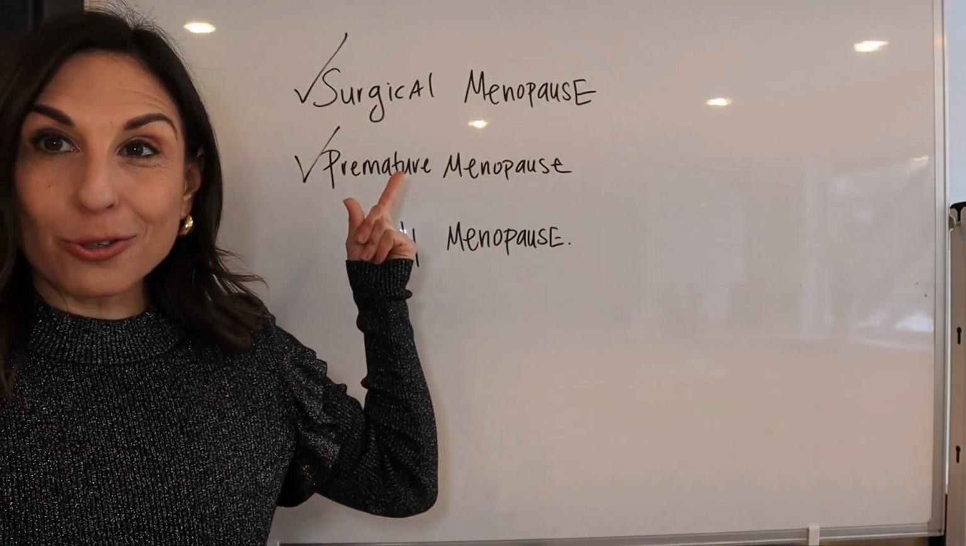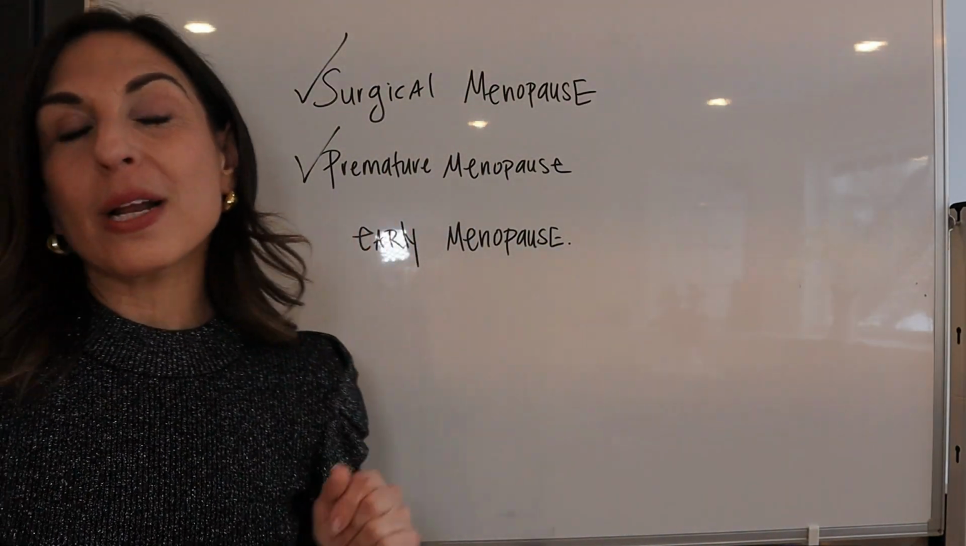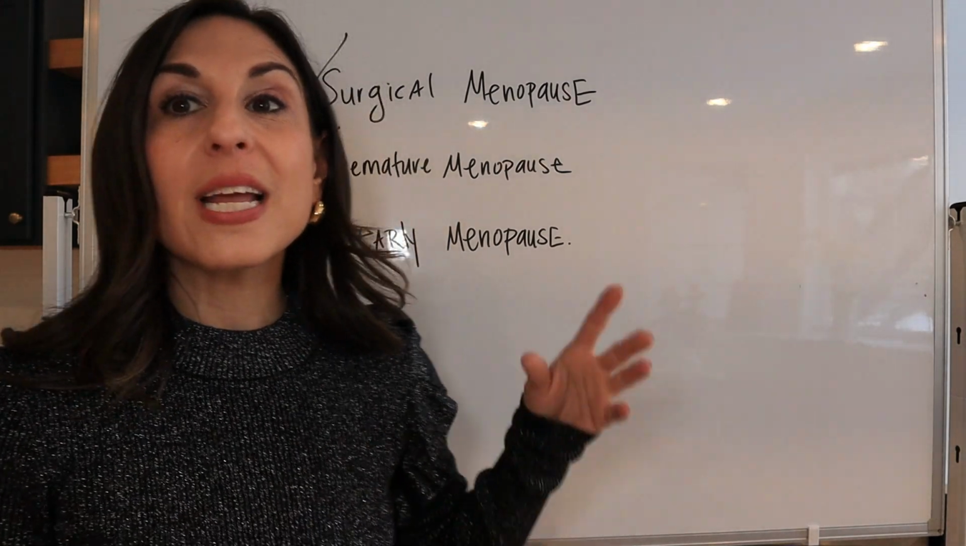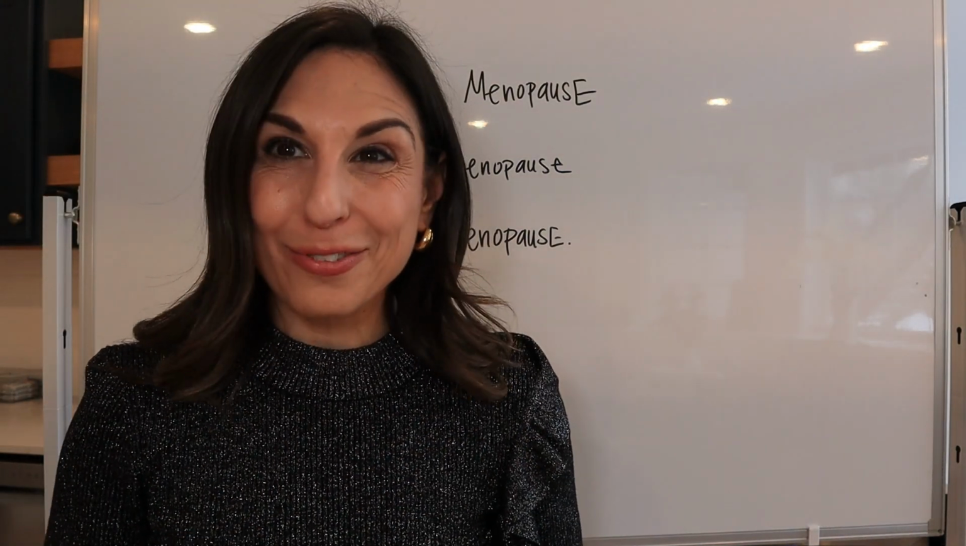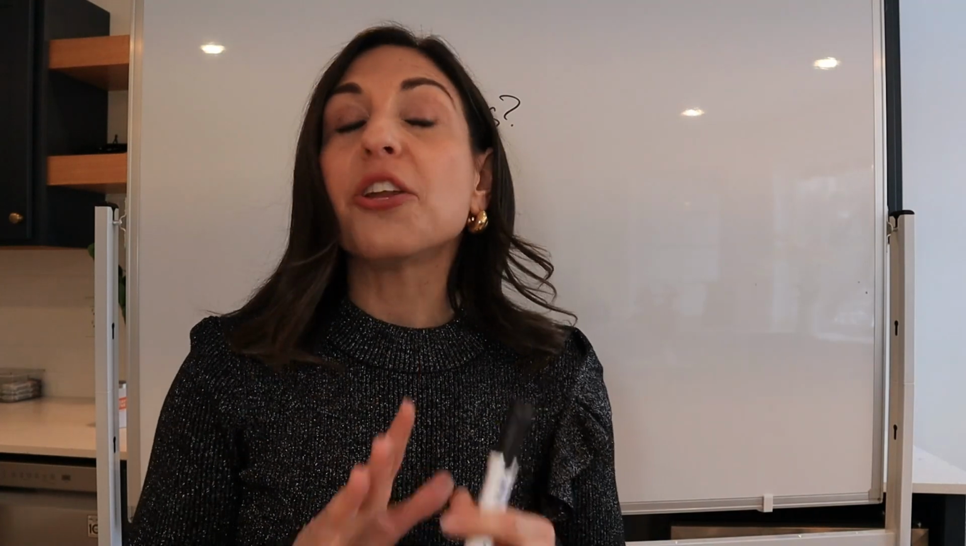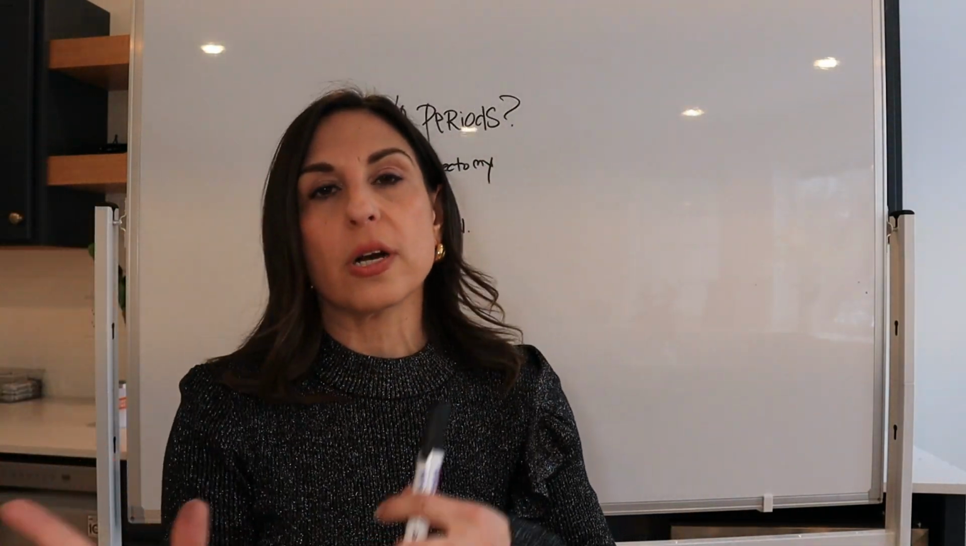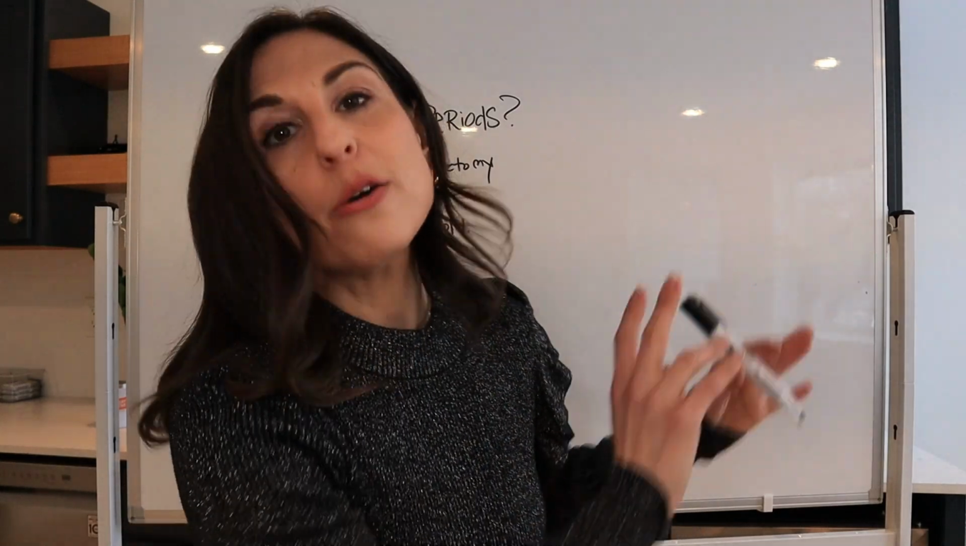So surgical menopause is removal of both ovaries. Premature menopause is menopause before age 40, and early menopause is menopause between ages 40 and 45. Now, if you're a woman watching this and you don't get periods, so you don't know if you're in the perimenopause, menopause, or post-menopause category, what do you do?